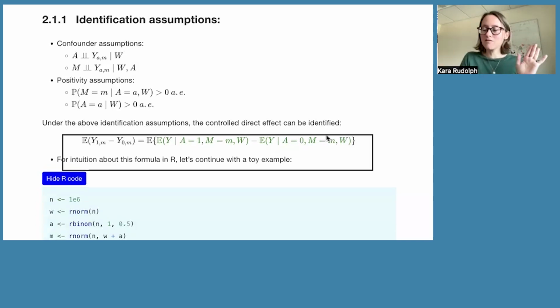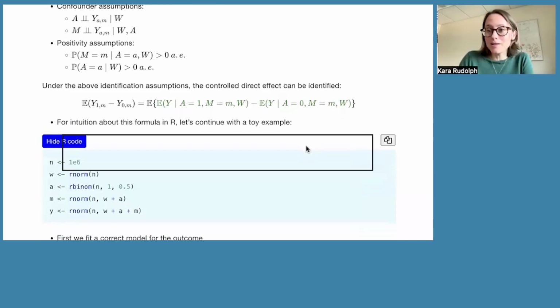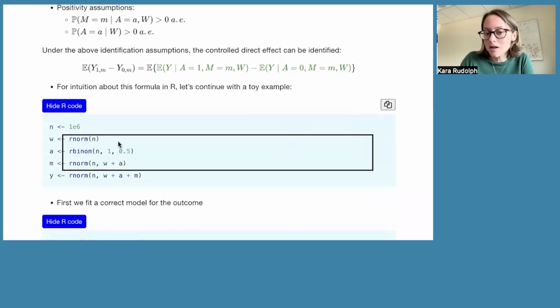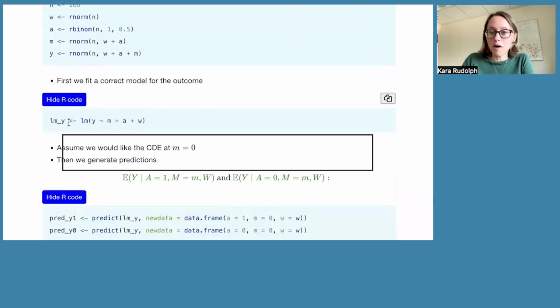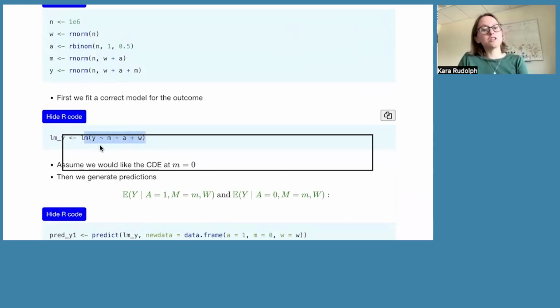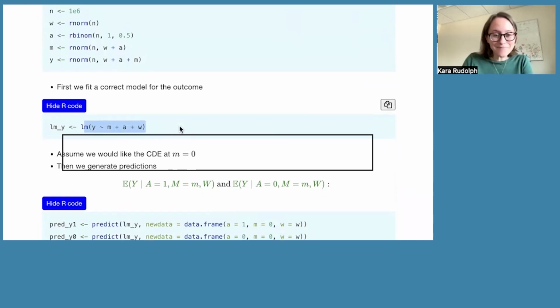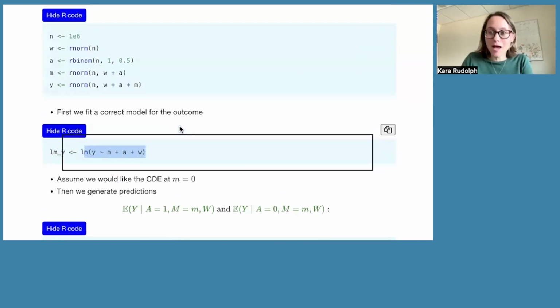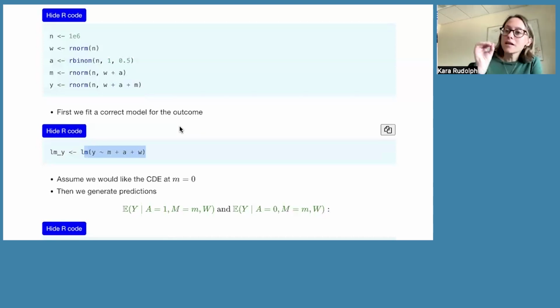So we have these expected values and we're taking the mean, but to build more intuition, I'm going to show the toy example R code again. We have our simulated data just like before, where we're simulating our baseline covariate, our treatment, our mediator, and our outcome. First, we're going to fit a correct model for our outcome, just a linear regression of Y on M, A, and W. You can see that this looks a lot like this up here. Now we're going to assume that we want to estimate the control direct effect, setting everybody's mediator value equal to 0. So that's what this is saying. And then we're going to generate these predictions. So we're going to generate this green part here.